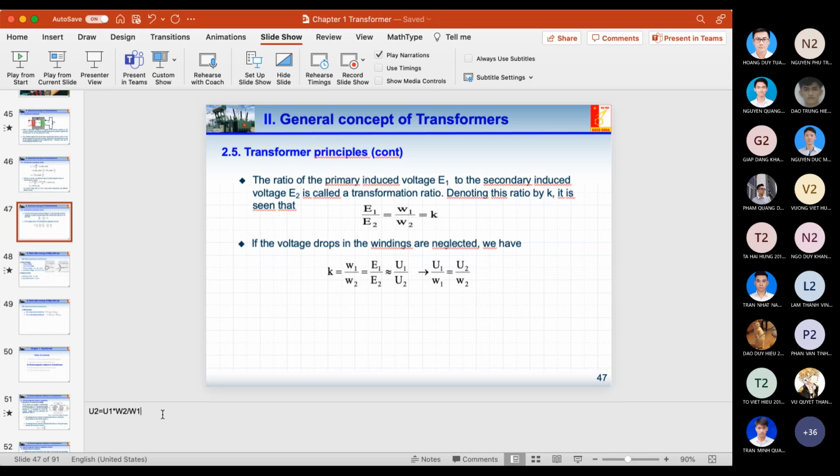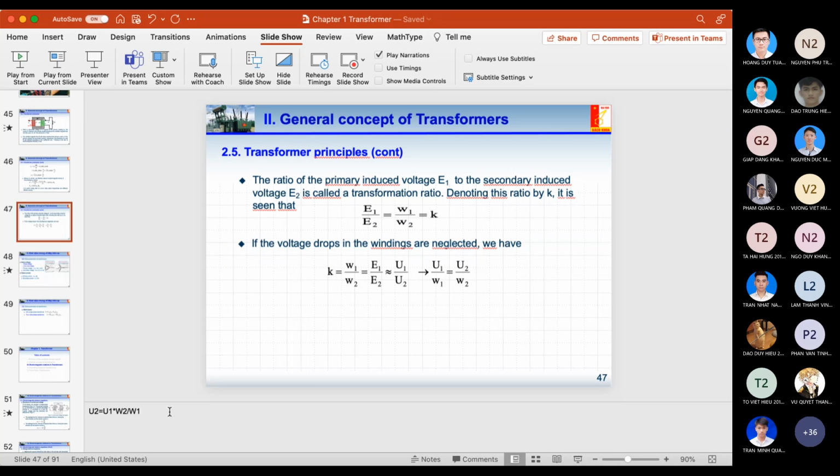And I think you should try to think of another idea. I think it's very, very important. The first idea is correct. Of course, we have to change the turn number of winding W1 with the high voltage.